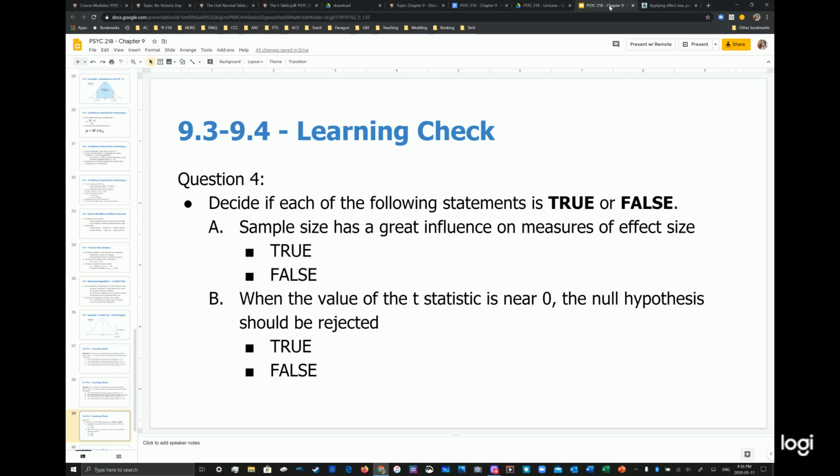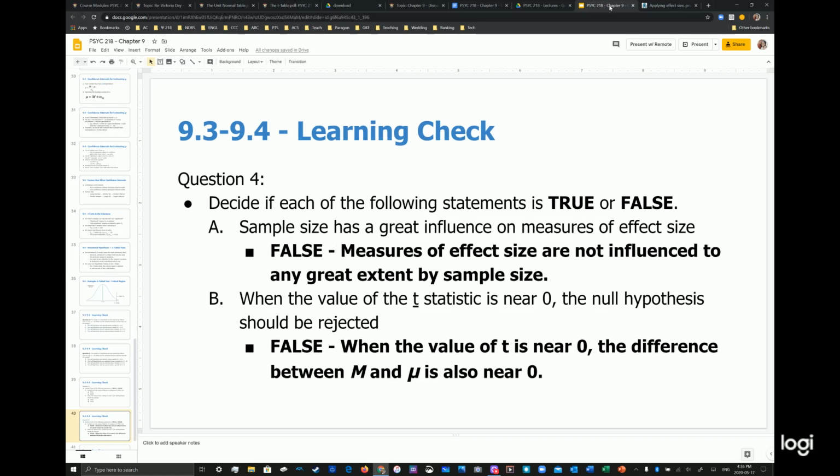Remember, t-statistics are location scores. So both of these are false. Sample size influences standard error. It even influences sample standard deviation, but it does not affect the sample mean. That does not affect the measure of the effect size. And for B, when the t-statistic is close to 0, that means it's close to the population mean, and therefore the difference is less extreme, and you would more than likely fail to reject the null hypothesis, the closer it is to 0.